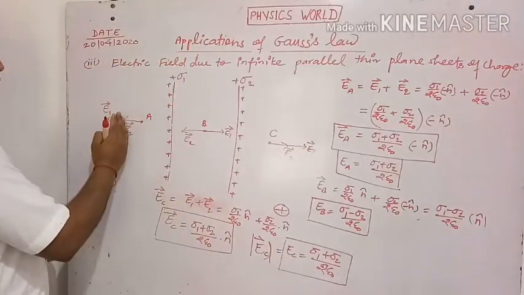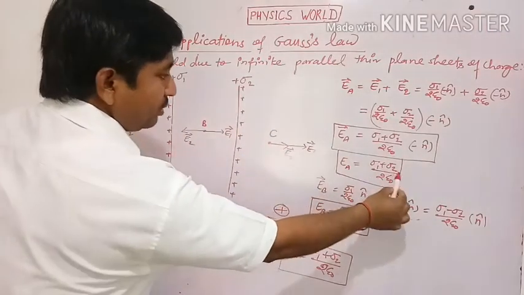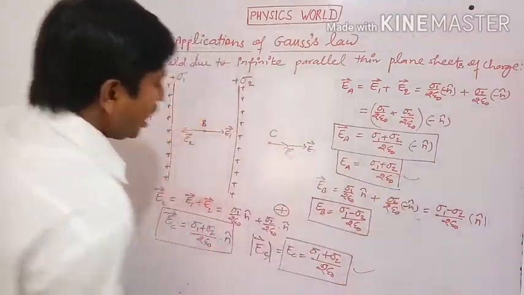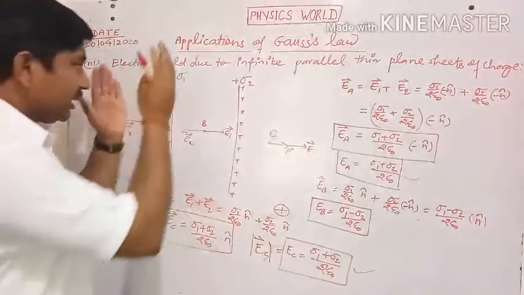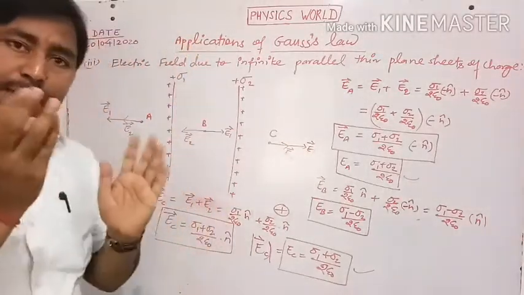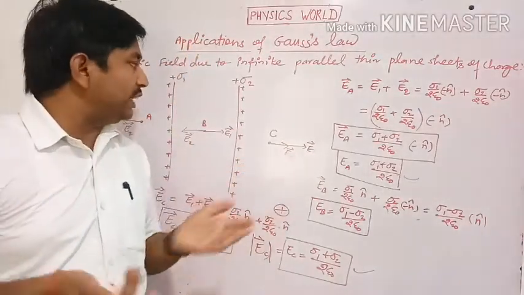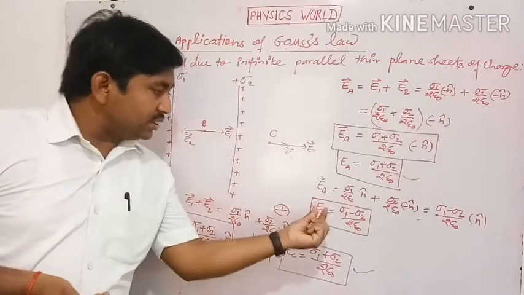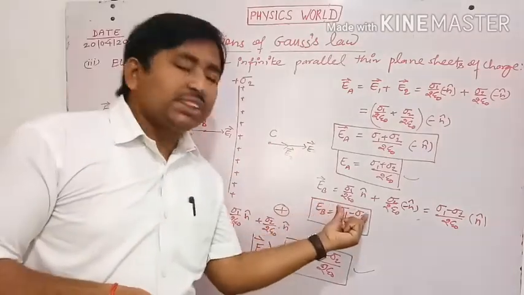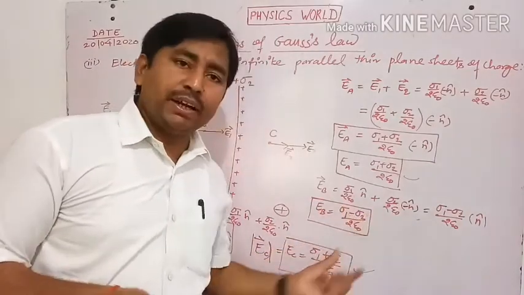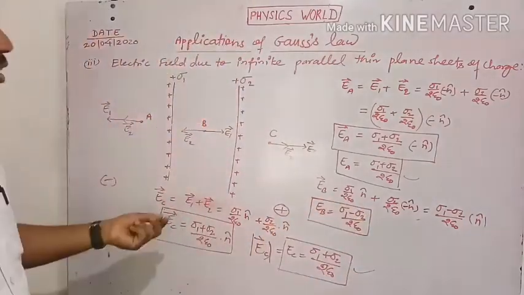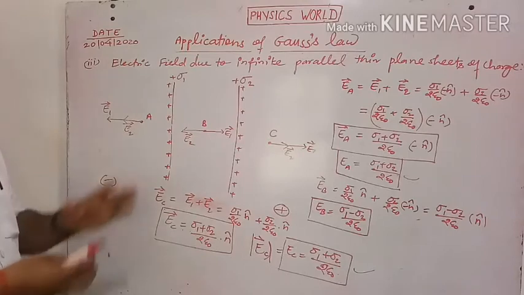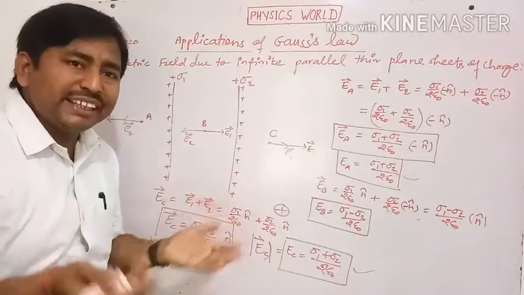at the left side and right side. From these equations, between the two plane sheets of the same nature, positively or negatively charged, the total electric field is just equal to the difference of the surface charge densities divided by 2 epsilon naught. So there are many cases.